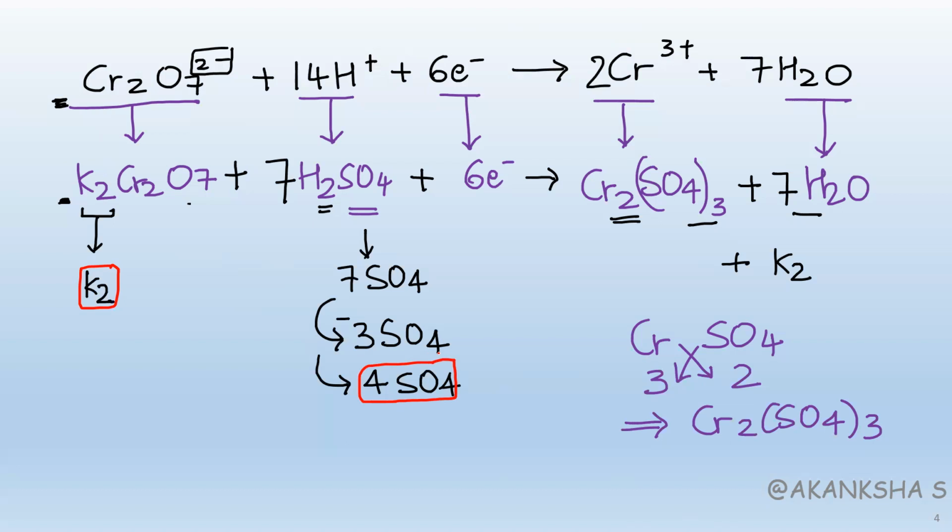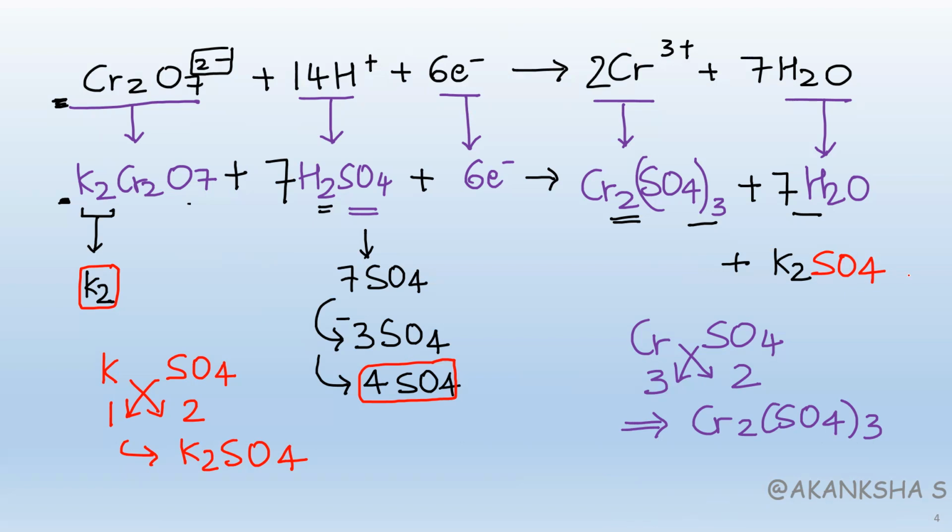Now what we are going to do is take a potassium and take a sulfate. Happy? Potassium's charge is 1, sulfate's charge is 2. Cross multiply, you are bound to get K2SO4. You get your potassium sulfate.